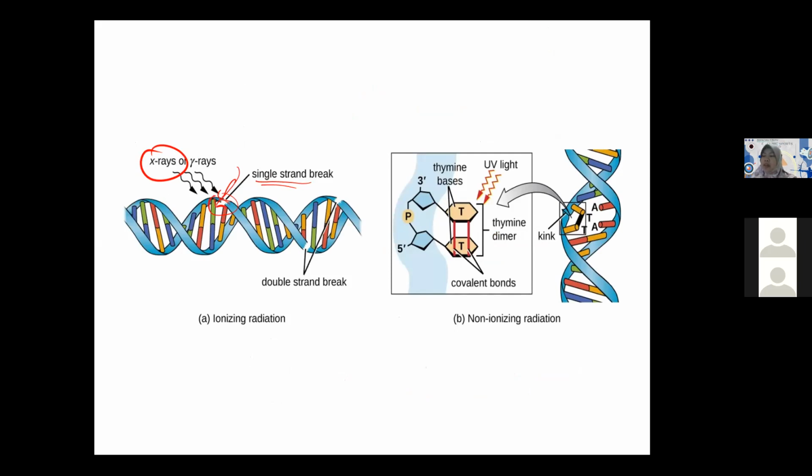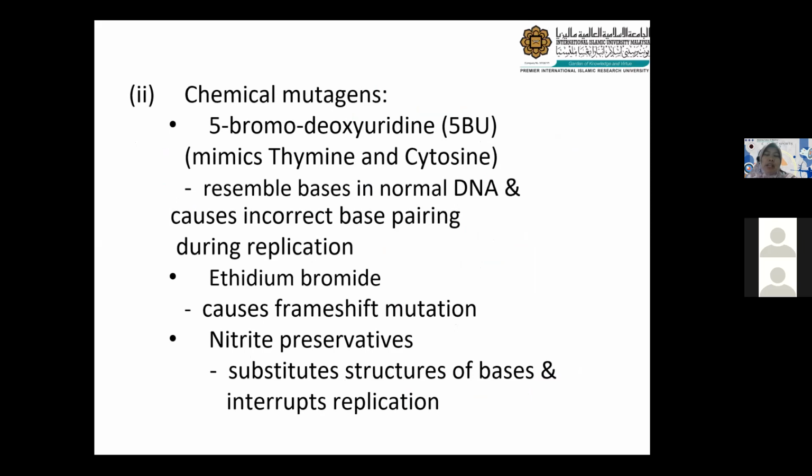Okay. Alright, second one is chemical mutation. So chemical mutations are agents that cause mutation that come from chemicals. Example, 5-bromodeoxyuridine. Okay, ni kena hafal lah nama dia kan. Or we call it 5-BU. Okay, so this 5-BU mimics thymine and cytosine. So maksudnya rupa, in other words, bentuk 5-BU ni rupa dia nak sama dengan thymine and cytosine. Okay, nak sama dengan T and also C.